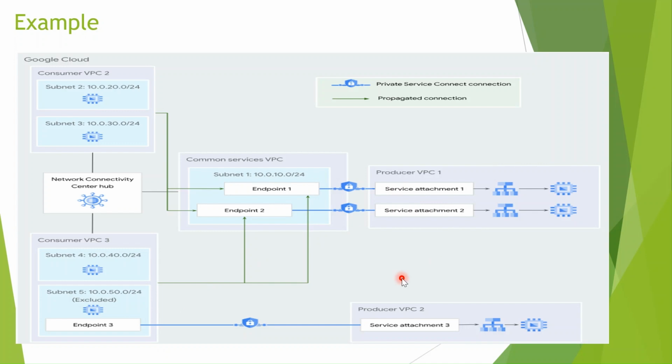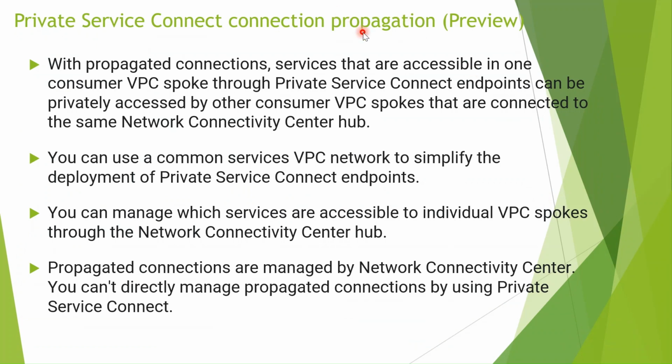So this is basically the concept. Instead of creating multiple connections to the producer VPCs, just create a common services VPC in which all the connections are there. Add that VPC as a VPC spoke, and add the other VPCs also as VPC spokes, and they will be able to reach all these service attachments, or producer VPC managed services. Let's see, there's some documentation also, we can check it out.